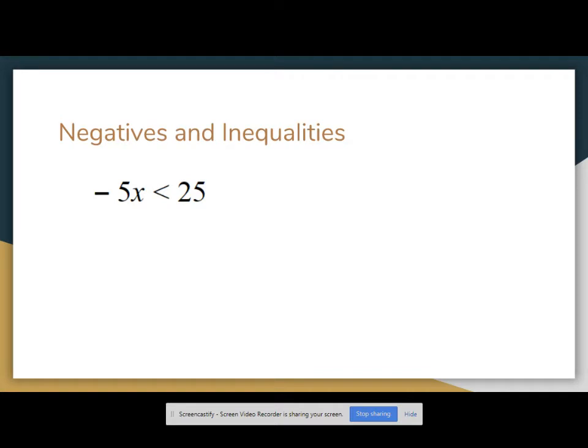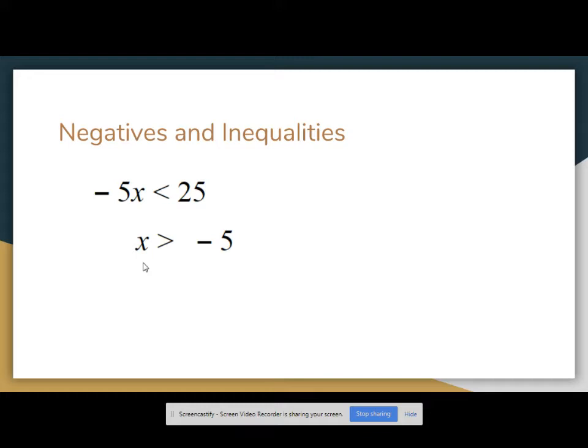Negatives and inequalities. This is one place where you have to be careful with inequalities, where what happens with this is not important with equations. And I'll show you what I mean. So if we just solve it the way we've been solving things, you divide both sides by -5. The correct answer ends up being x is greater than -5. You'll notice that this symbol changed here.